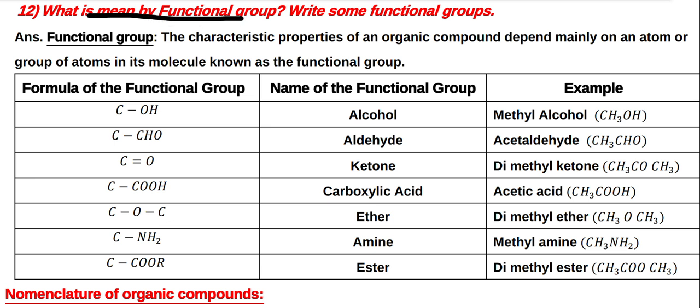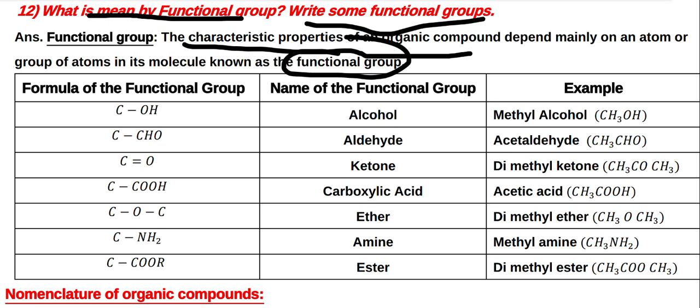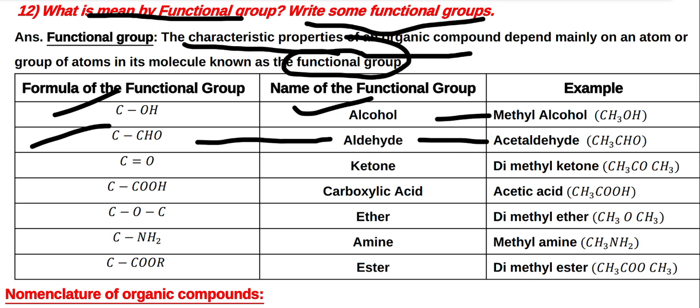What is meant by functional group? Write some functional groups. The characteristic properties of an organic compound depend only on its atom or group of atoms. It is called a functional group. OH is the alcohol group. Example: methyl alcohol, CH3OH. CHO is the aldehyde group. Acetaldehyde is an example; its chemical formula is CH3CHO.